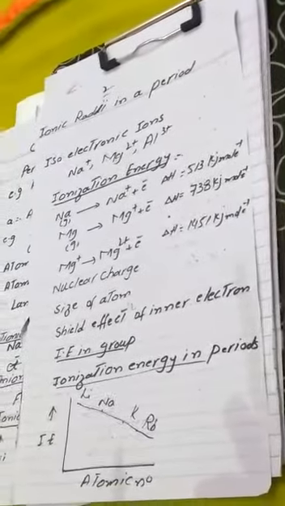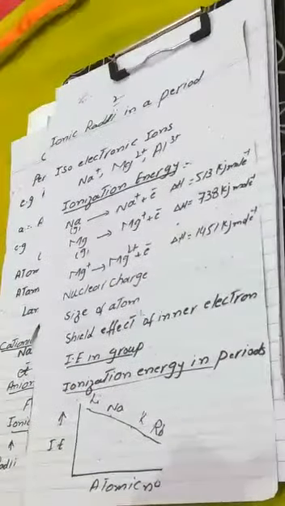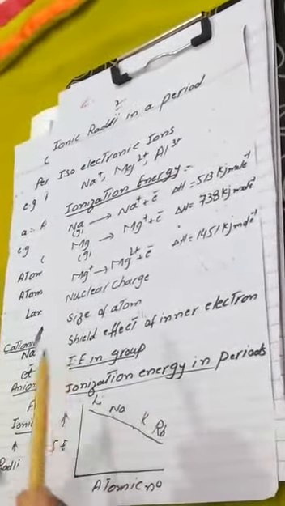In the same way, when magnesium is converted to magnesium ion, two electrons are removed. In the first step 738 kilojoules per mole of energy is required, and in the second step, known as second ionization energy, 1451 kilojoules per mole is required. Ionization energy depends upon nuclear charge, size of atom, and shielding effect of inner electrons. We also discuss ionization energy in groups and periods.